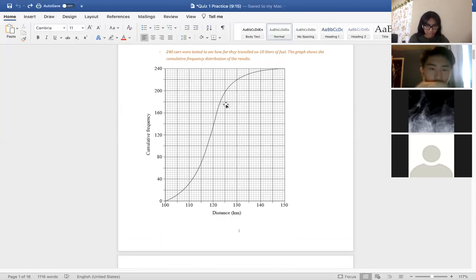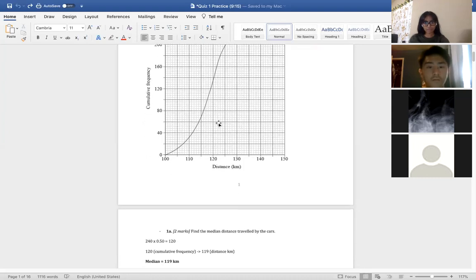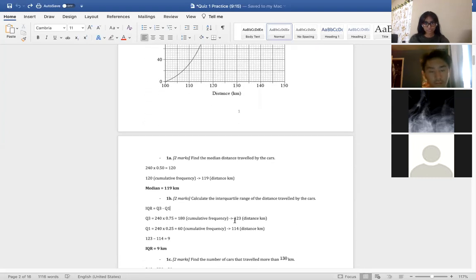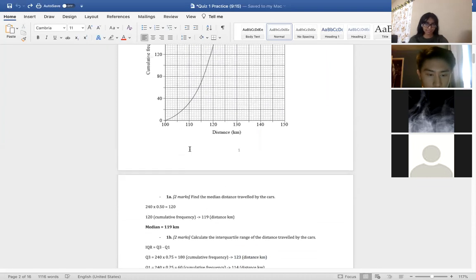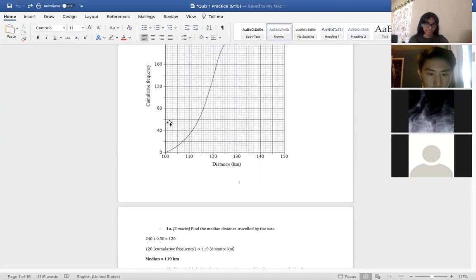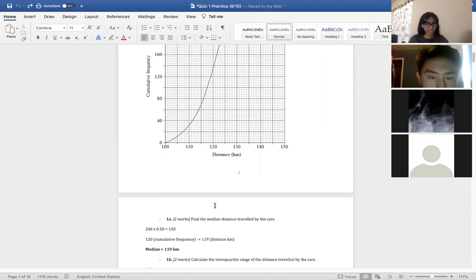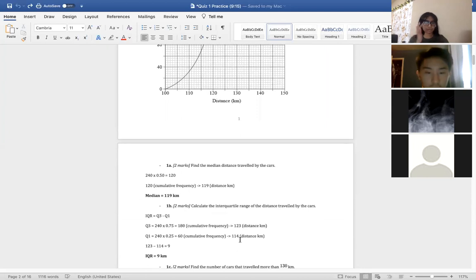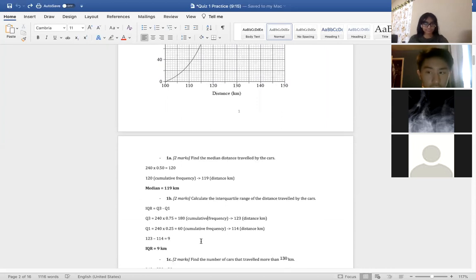So you go to the graph, see where it hits. That's 2 away from 125, so that would be 123. So that's quartile 3. And then to find quartile 1, you do the same thing. 240 times 0.25, which equals 60. Find 60 on the graph, shoot down. That's 1 away from 115, so you get 114. And then simply quartile 3 minus quartile 1, and you get 9. Stop me if you have any questions.